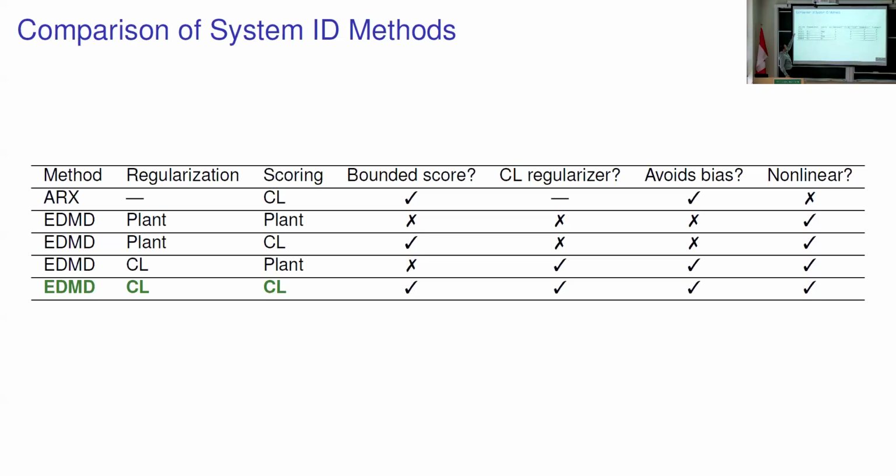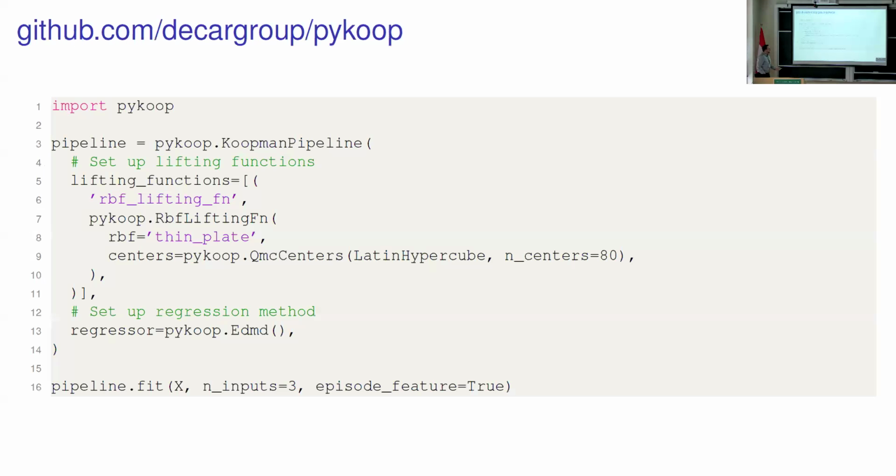We have various versions of EDMD, which were all in those plots. And at the end of the day, if we just get to the punchline, the proposed method gives us a bounded R2 score, it uses the regularizer properly, it avoids bias, and it works directly with nonlinear systems. All right, great.